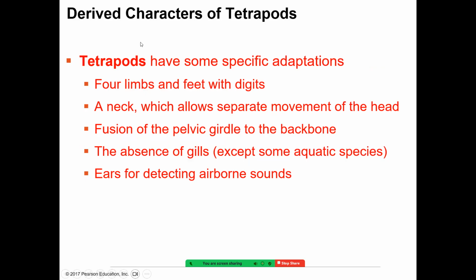The derived characteristics of tetrapods are some examples here. Four limbs, that's again tetrapod is four-foot, four limbs with four forelimbs and feet that have digits. They have a neck, which allows for separate movement of the head, fusion of the pelvic girdle to the backbone, absence of gills. There are some tetrapods that are aquatic species or amphibious, and then ears for detecting airborne sounds.